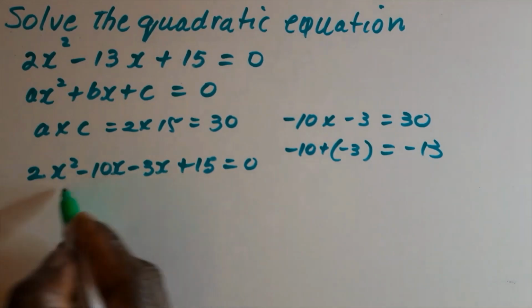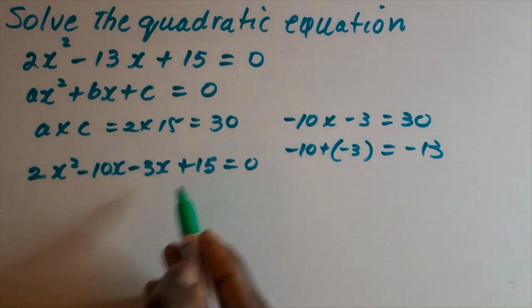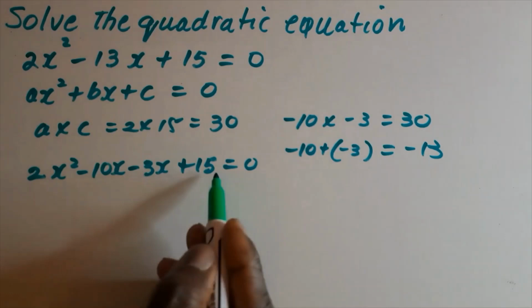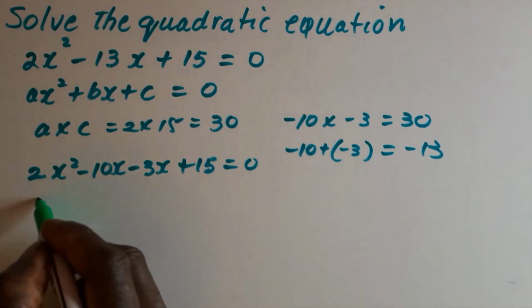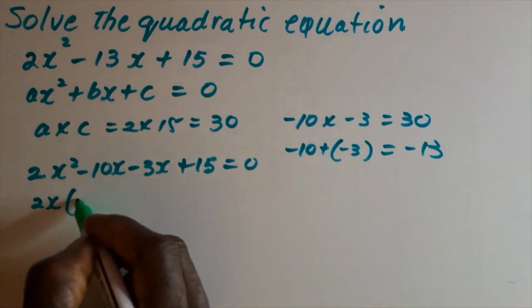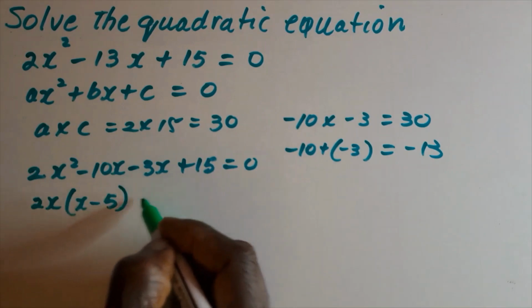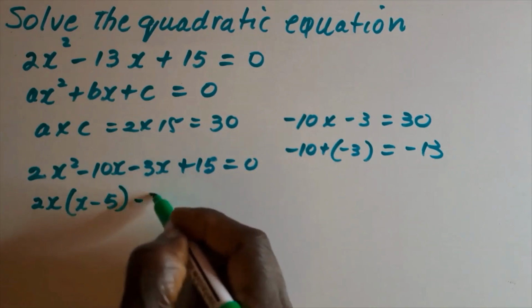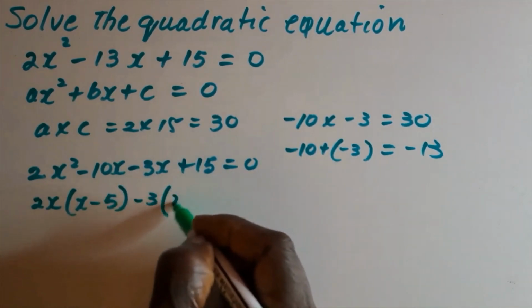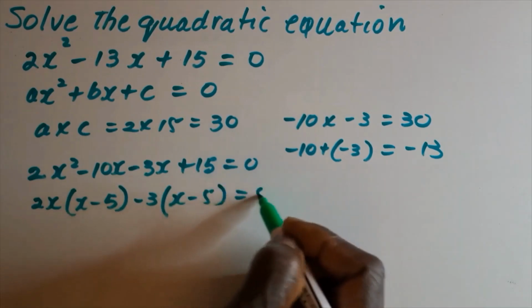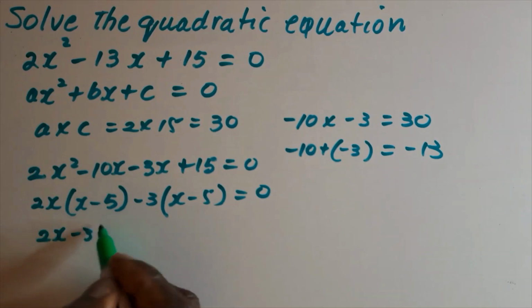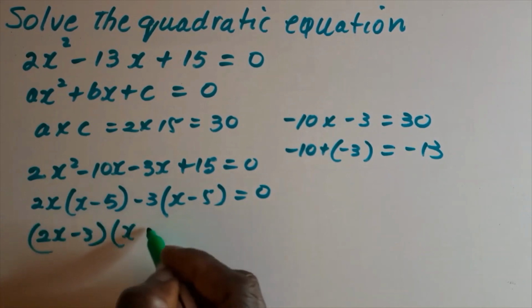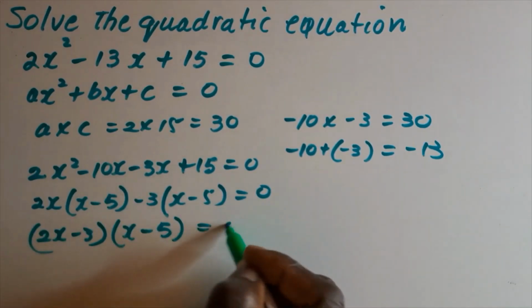And now we can factorize these two terms and then separately these two terms to give us two pairs of brackets. We have 2x into x minus 5, and we have negative 3 common here to x minus 5, that's equal to 0. So we have 2x minus 3, x minus 5 equal to 0.